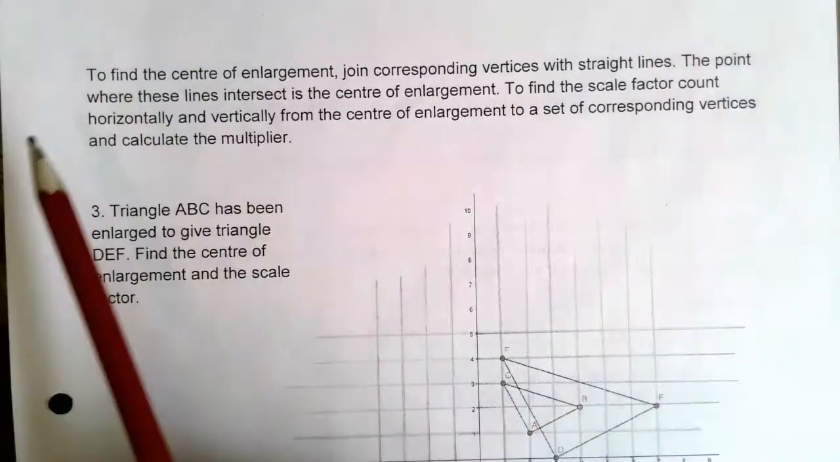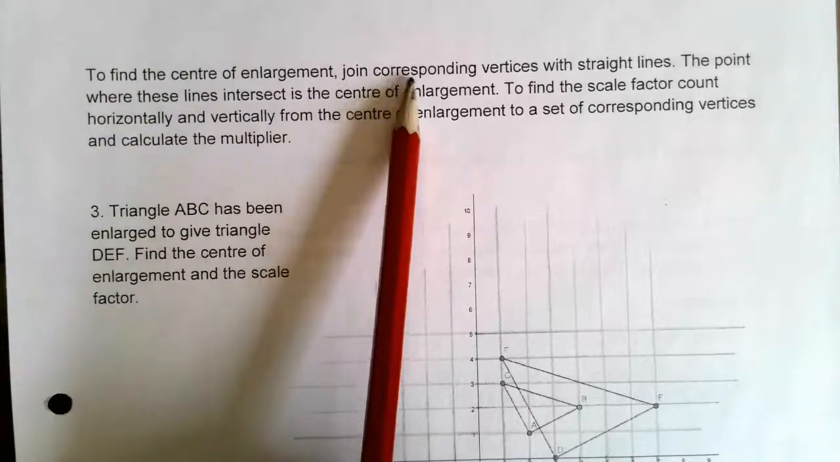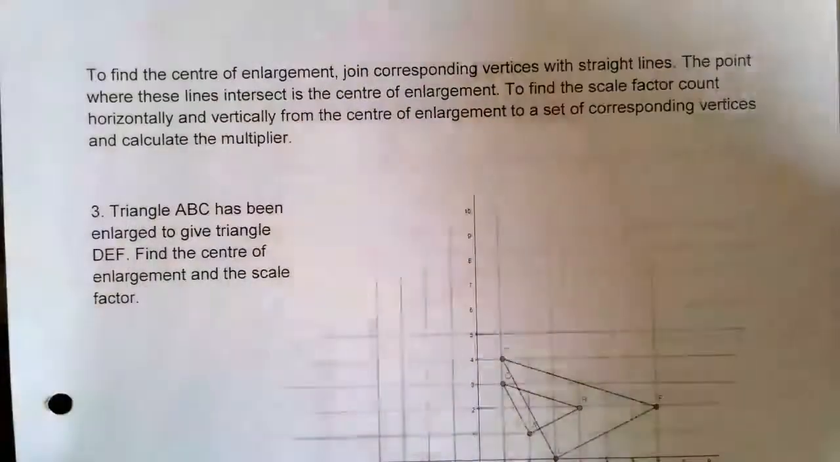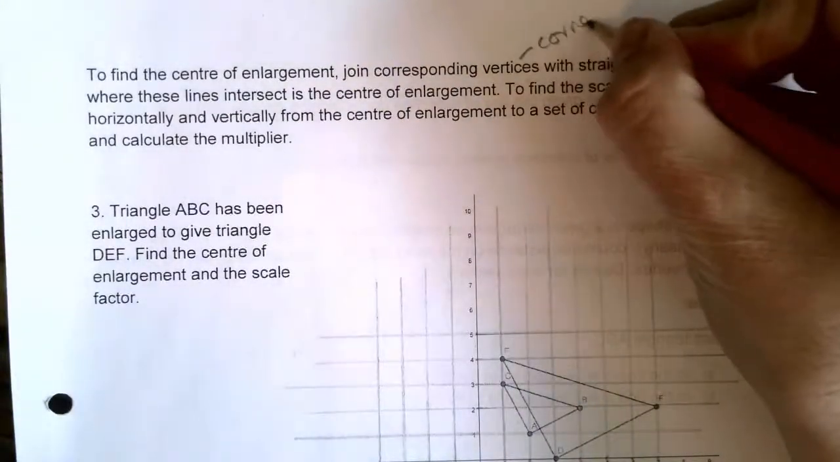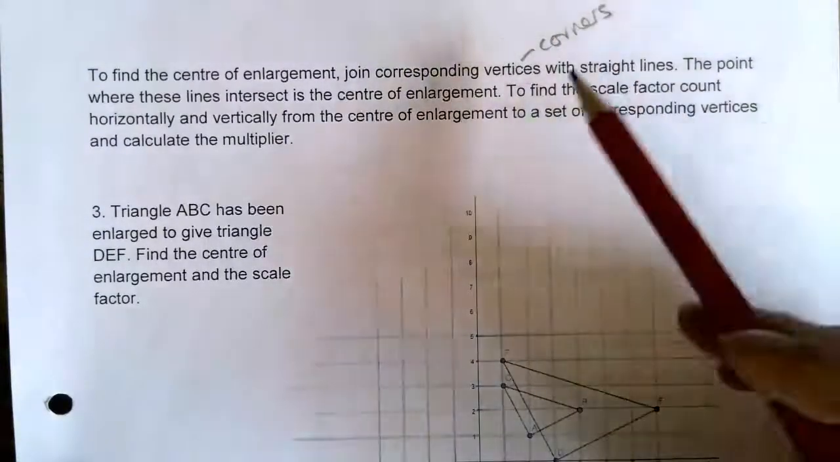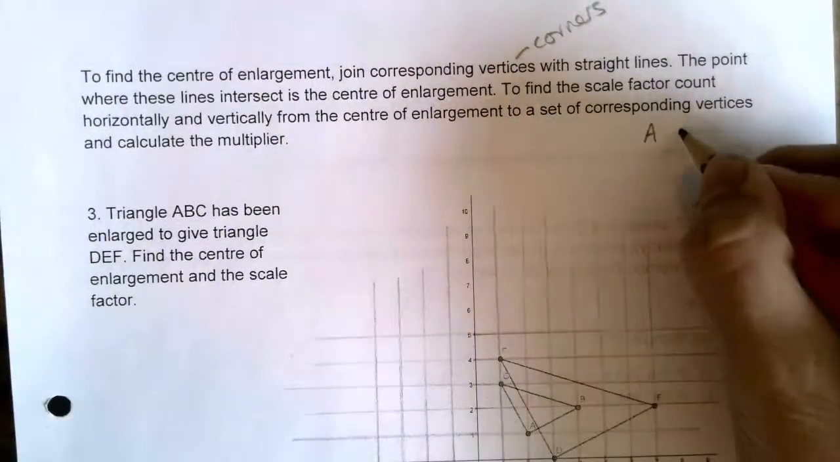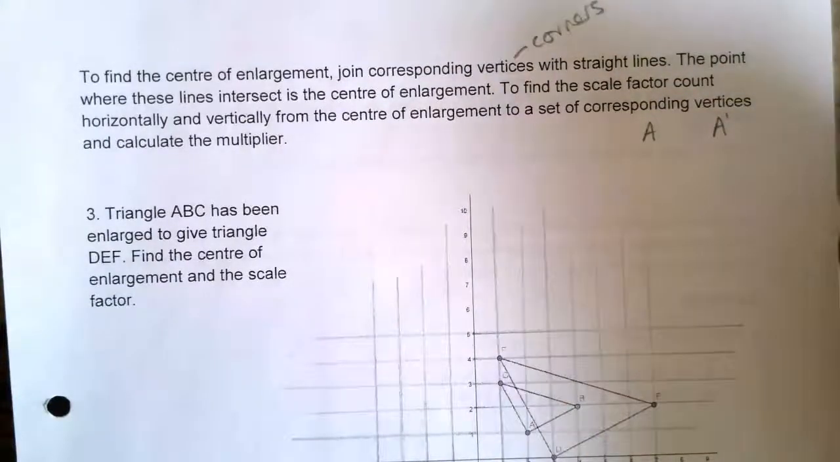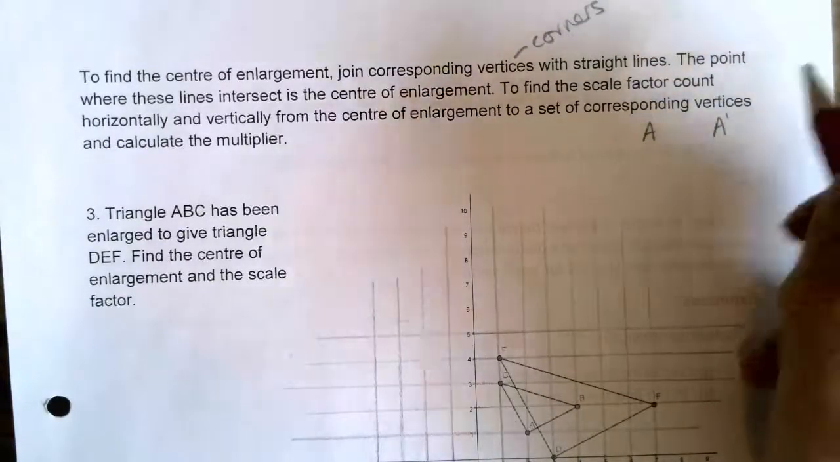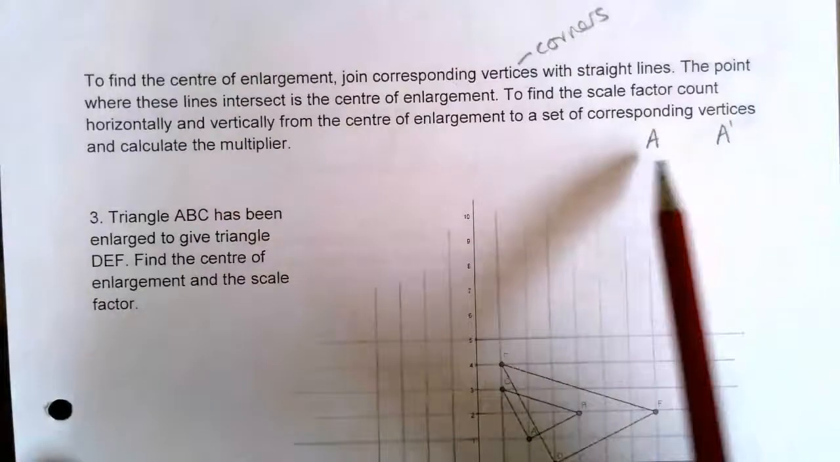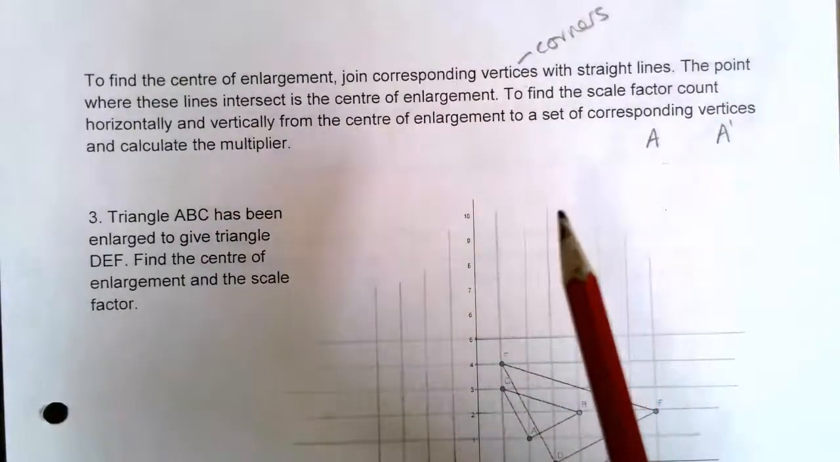So let's read through it, right? To find the centre of enlargement, join corresponding vertices with straight lines. Now, corresponding vertices, that's just a fancy word for corners, right? So the corners of the shape, join corresponding ones together. And I think I mentioned this in one of the other videos, but the corresponding points are always like, so for example, A, and then the new version of A would be A dash, and those two would be corresponding. Now, the example's actually done it a little bit differently, but we'll look at that in a little bit. But that's what these two are corresponding to each other. Like the new version of the old one is corresponding to it.